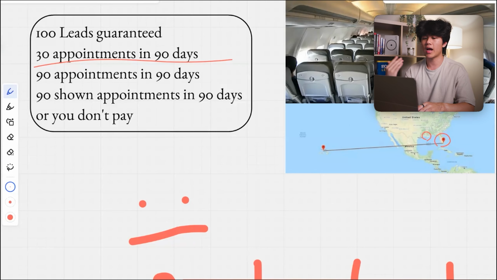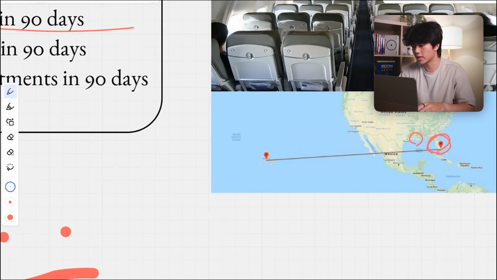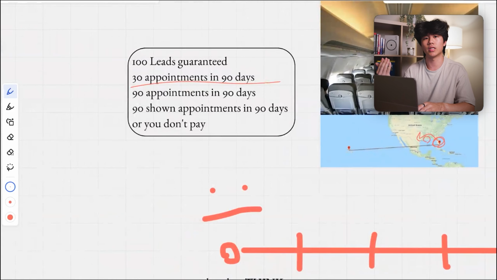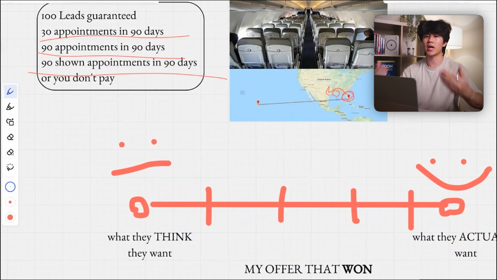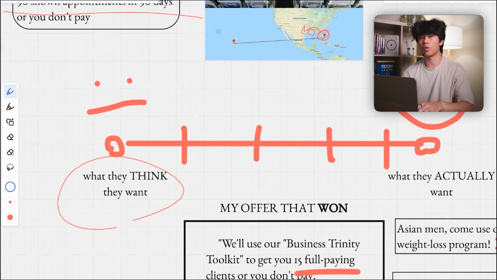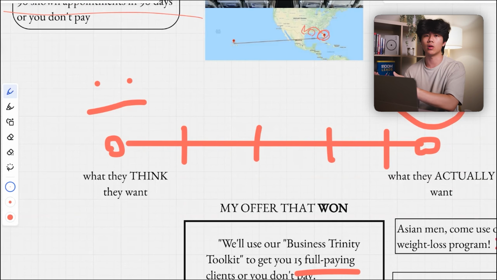Let's say people start adding on, right? Maybe 30 appointments in 90 days. Maybe instead of going to Florida, they're going to go all the way to Texas, but it still doesn't complete that gap. Maybe people start adding on more and more, right? It's like 90 appointments in 90 days or 90 shown appointments in 90 days, or you don't have to pay. They're going to keep adding on to that, but it's what your client thinks that they want. It's not what they actually want. They just want the clients. They want the end result. They don't really care about anything in between that.